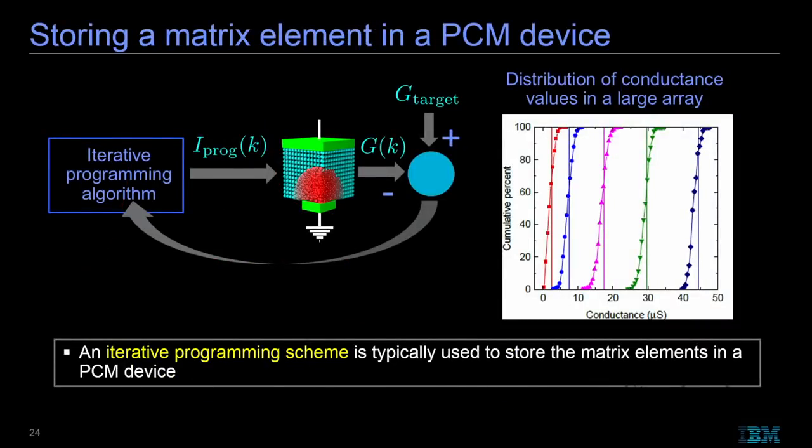Okay, so before we go about performing these multiplication operations, we should be able to store the values. So we need to store the conductance values in the devices, right? And for that, we use what we call the iterative programming algorithm. That means we need to go to a desired conductance value. So for that, we apply a sequence of pulses so that you can go to the desired value that you want to program to.